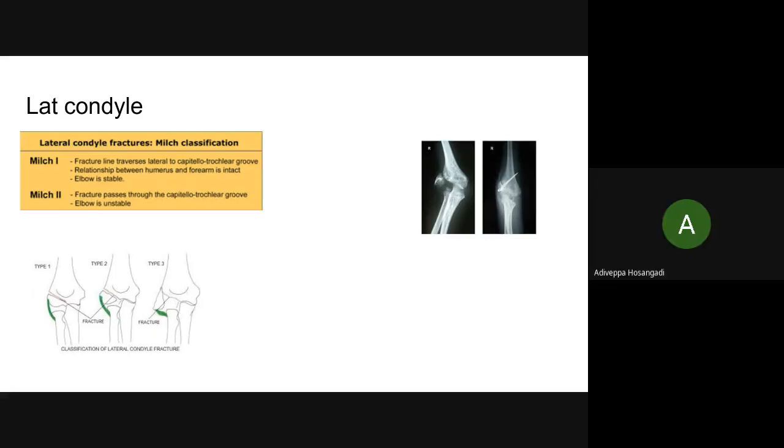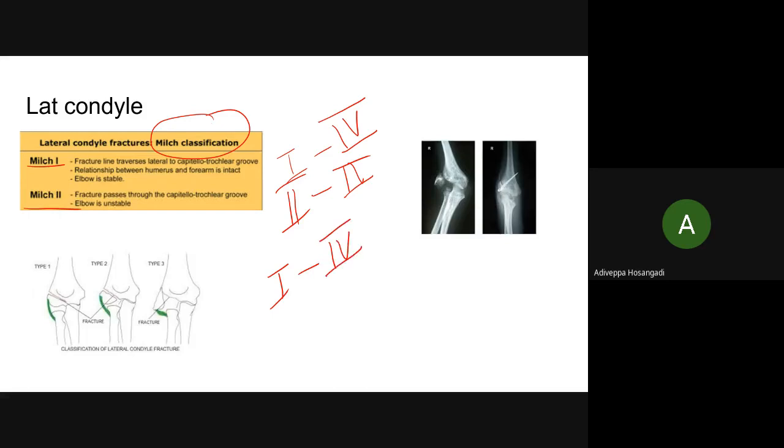Certain things about lateral condyle fracture, please remember. It is classified by Milch. Don't try to remember it again. This is type 1, type 2. Type 1 is type 4 epiphyseal injury. Type 2 is type 2 physeal injury. I don't know whether you can recollect, but there is a trick of remembering this. Type 1 lateral condylar is equal to type 4 epiphyseal injury.